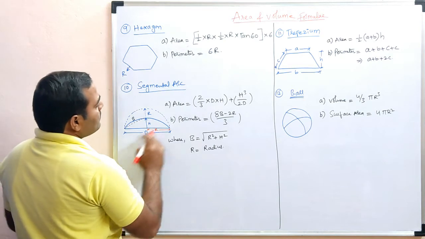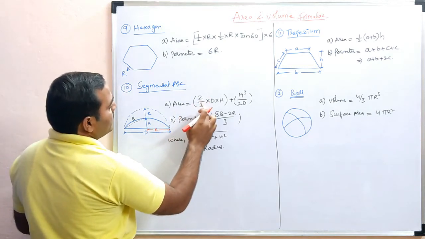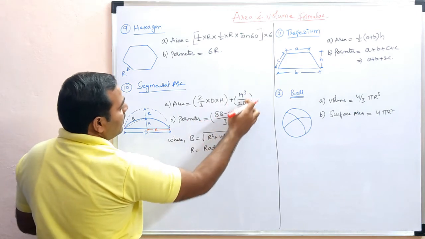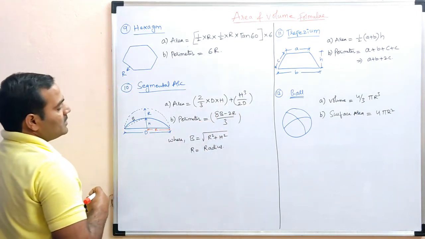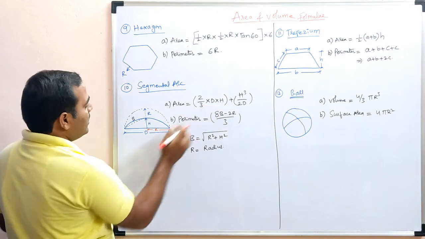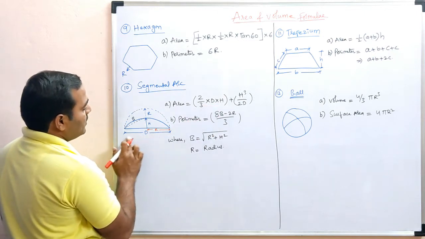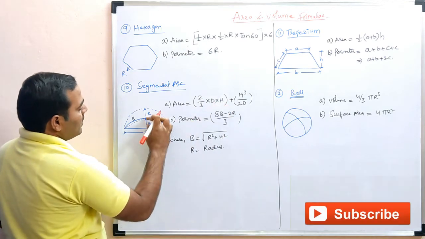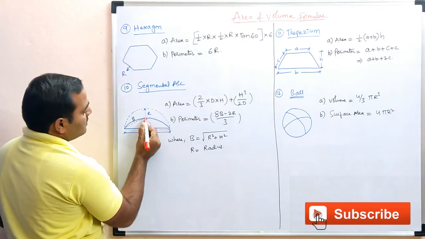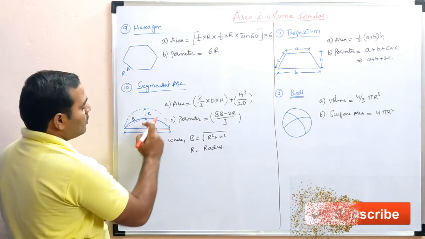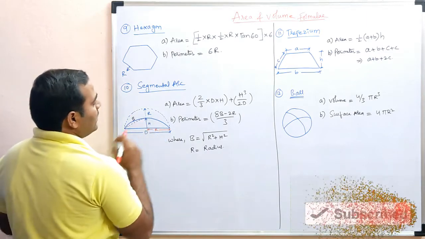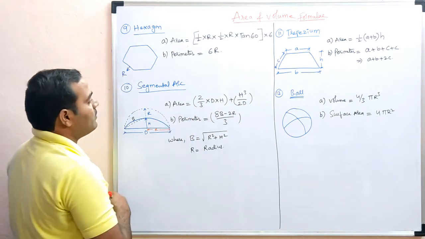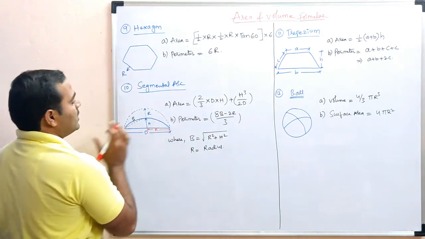Here the area is equal to 2 by 3 into d into h plus h cube by 2d. So what is d here? d is nothing but the diameter for this segmental arc, and h is nothing but this part. So it is not the radius, it is less than or more than the radius value. So that is h. Again h cube by 2d. So this is the formula for area calculation for a segmental arc.